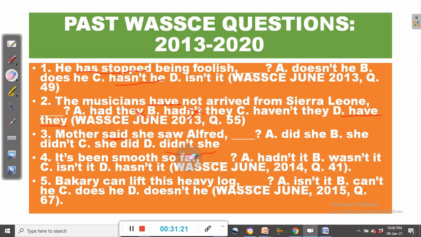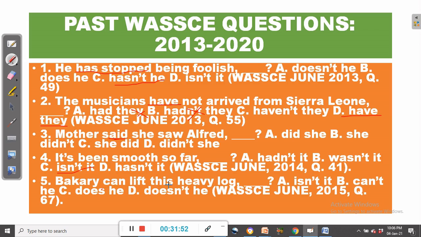Okay, so let's look at question number 4. All right. It's been smooth so far. The appropriate tag is isn't it? It's been is positive. Isn't it is negative. So this is taken from June 2014, question 41.